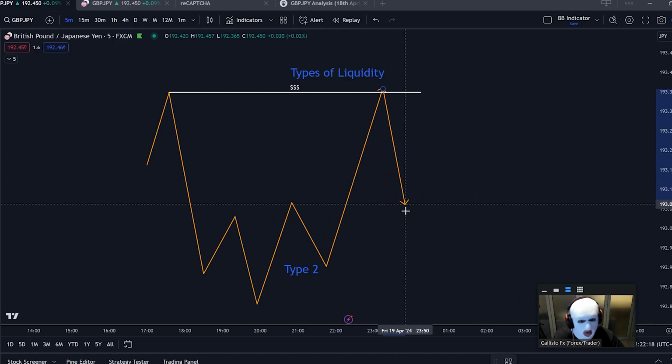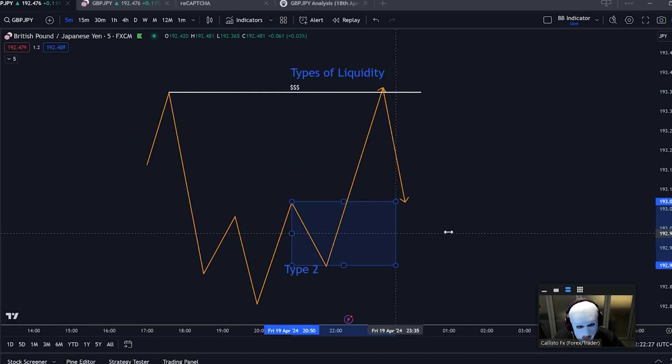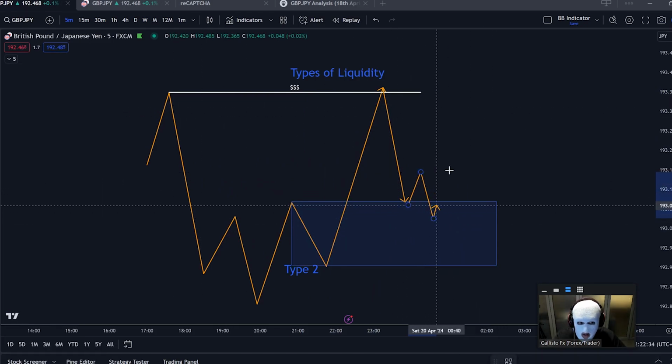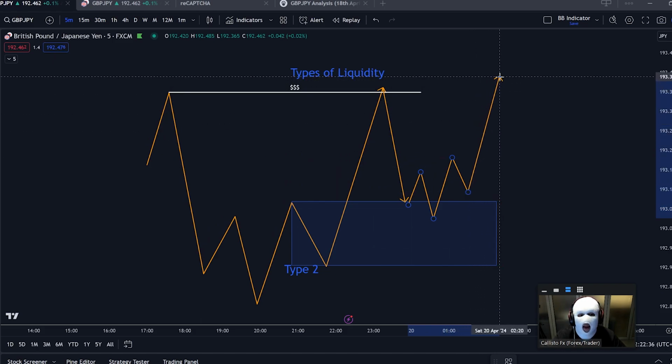So we're expecting price to come down and test an internal level of liquidity, which could be a fair value gap or an order block. So in this case here, let's see, price comes down and retests here. This is an order block. Price generates liquidity from this order block here, continue to push up higher, taking out external liquidity once again.